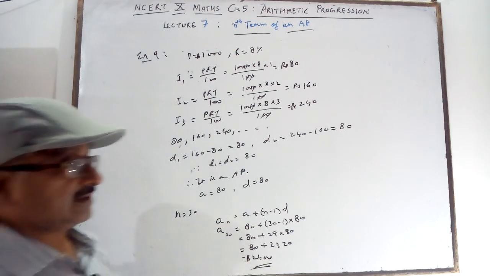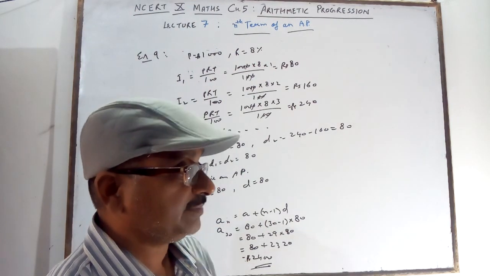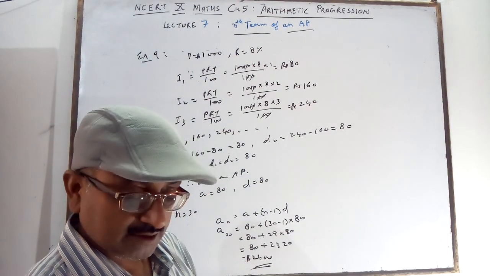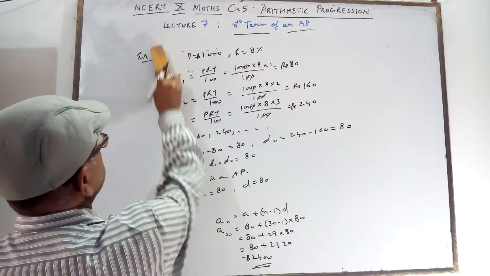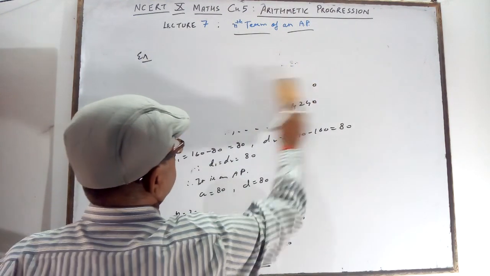So like this you will find out whether it is an AP or not. If it is an AP, then you will calculate it. The last example is given, example number 10.